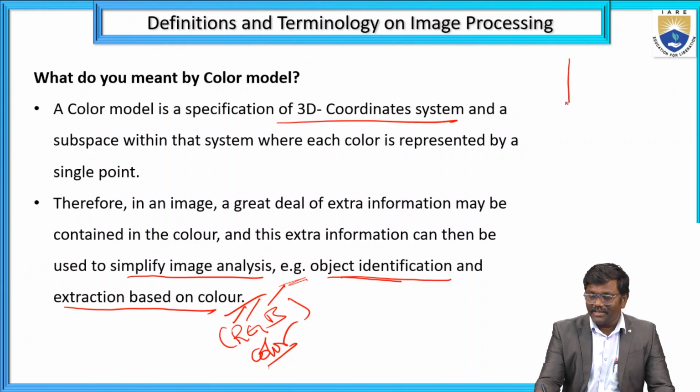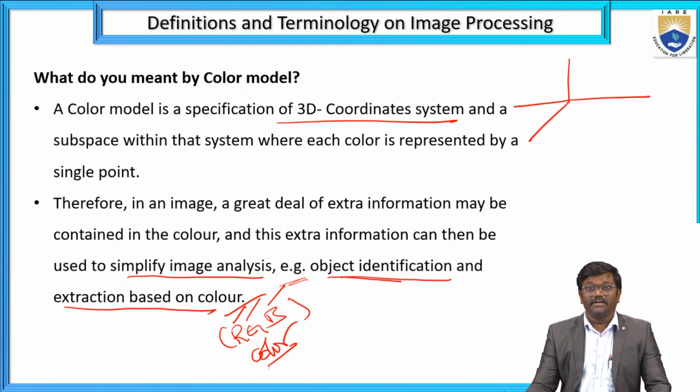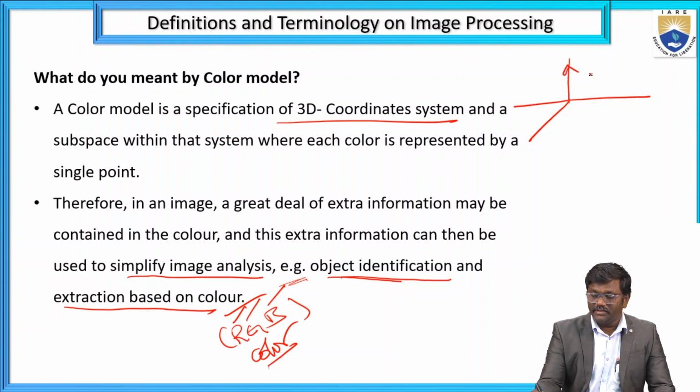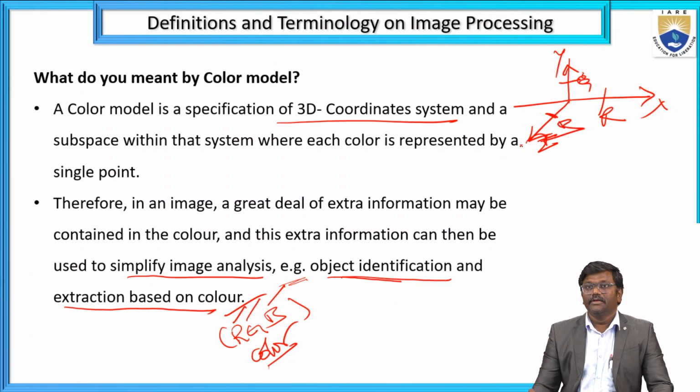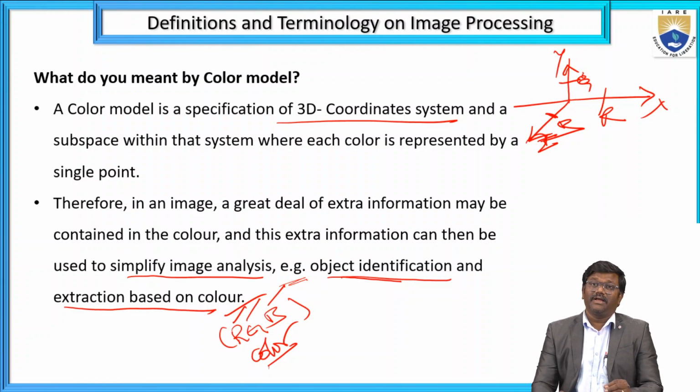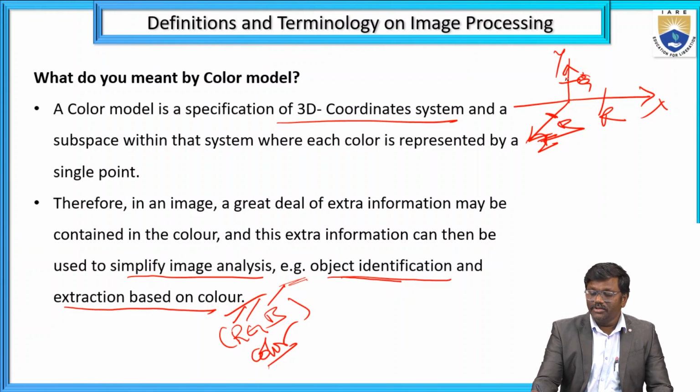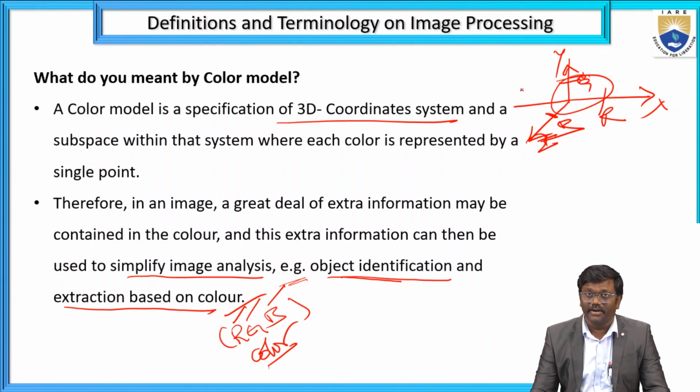What do you mean by this? We are taking that in a 3D coordination system. If you consider X, Y and Z, you have the relationship red, next green, next blue. So based on red, green, blue, we express it as a 3D coordination system. The meaning of color model is that we define it according to the coordination system only. I hope you got very clear about this coordination system.